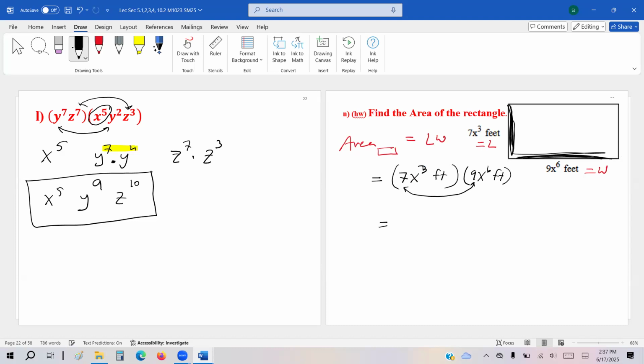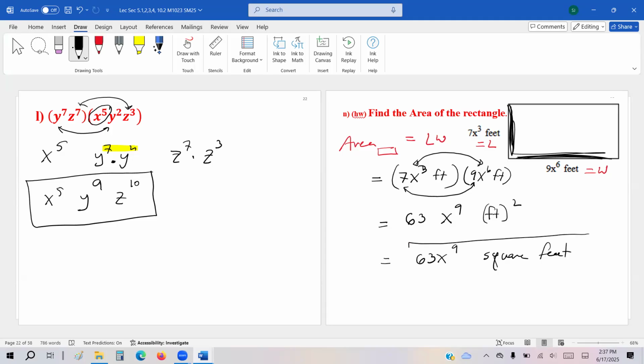9 times 7, 62? 63. And x to the 6 times x cubed, x to the 9. And then we have feet times feet is feet square. In other words, this is 63 x to the 9 square feet.